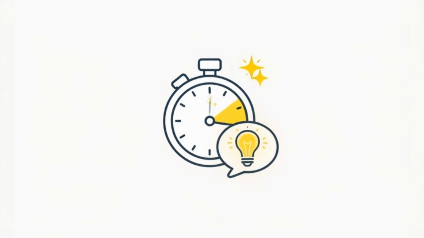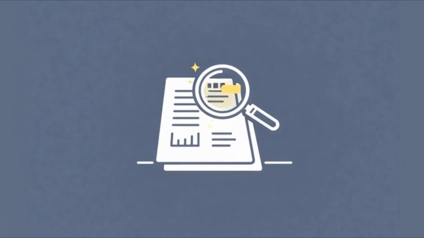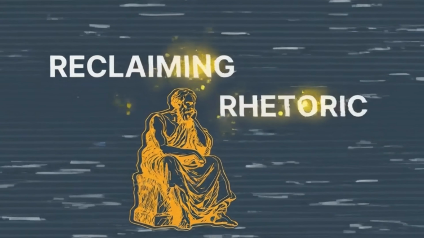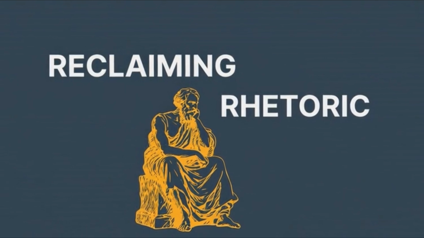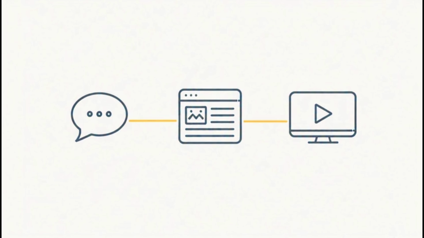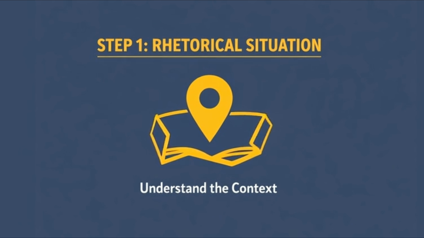And here's a practical tip. Pick something short. A 3-minute ad is easier to analyze thoroughly than a 30-minute speech. Once you've got your text, here's how you analyze it. This is Reclaiming Rhetoric. Today, we're walking through exactly how to conduct a rhetorical analysis, step by step. By the end of this, you'll have a clear process you can apply to any persuasive text. Let's break it down. Step 1.